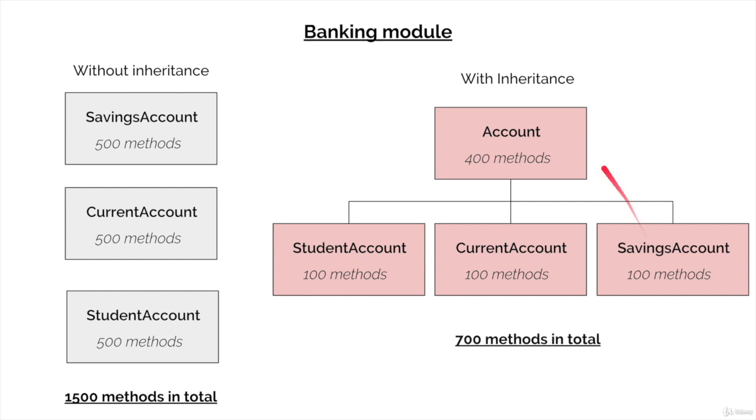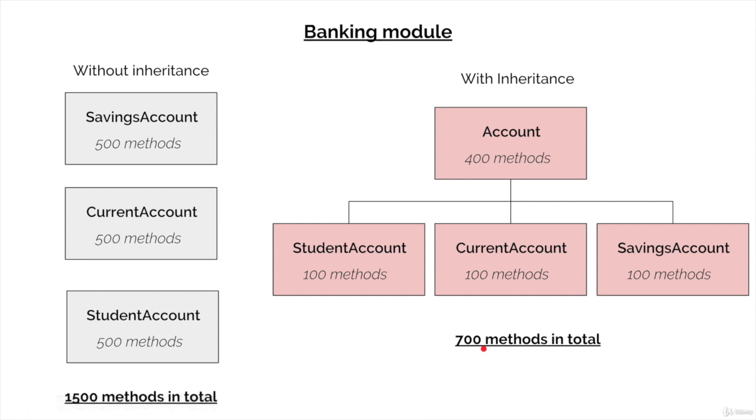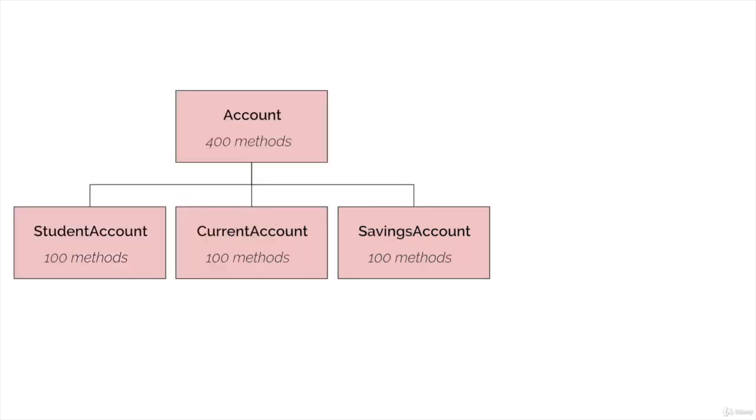And also I would like to mention that you are writing 1500 methods over here in total, but in this particular method you are just writing 700 methods. So it also reduces the code size or the code base by a lot, and it's much easier to maintain as well. So to use inheritance effectively in your project, I'm going to give you some tips.